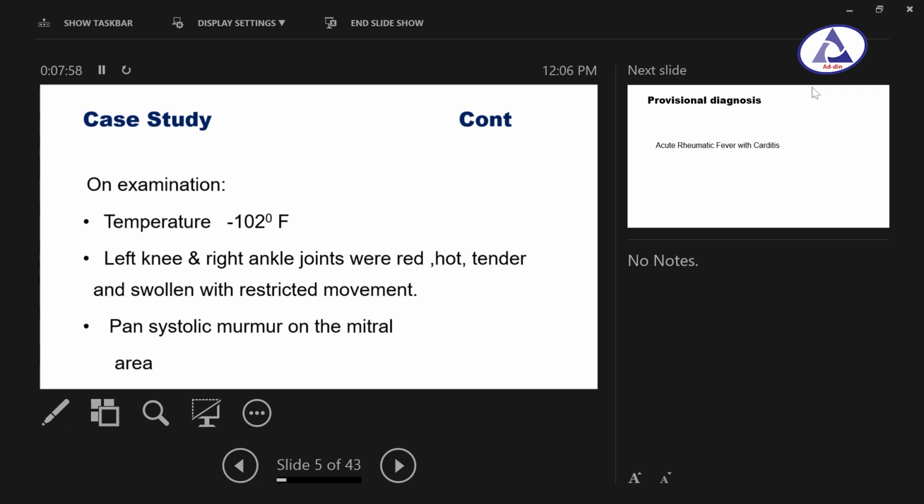Acute rheumatic fever with carditis, because of the involvement of the joints which was migratory in nature and involvement of the large joints. Okay? Fever for 15 days. Fever, joint involvement and cardiac involvement. So it may be acute rheumatic fever with carditis.